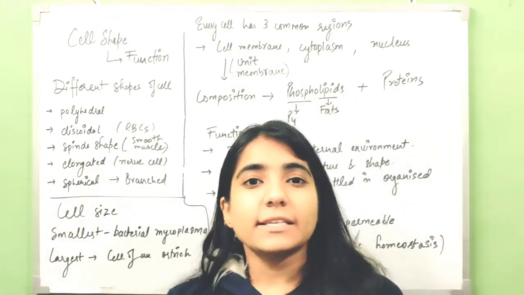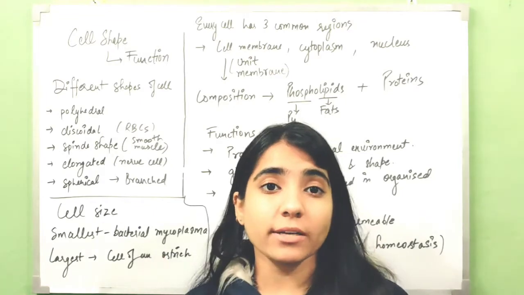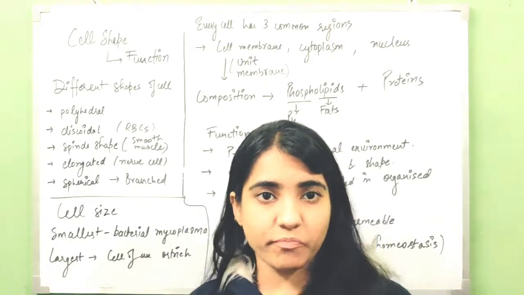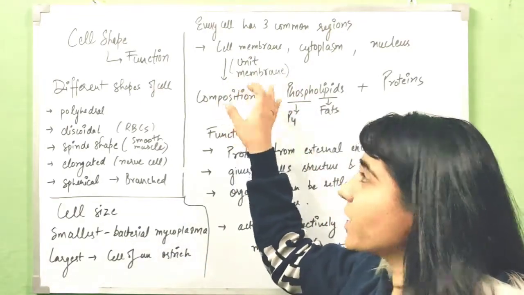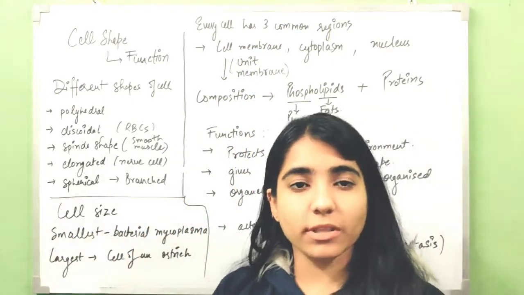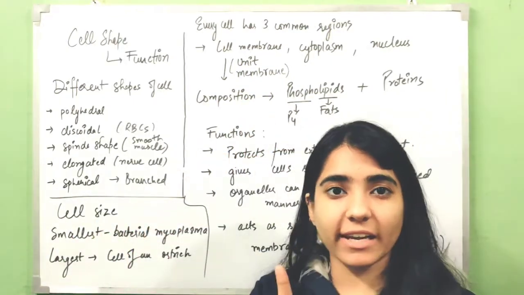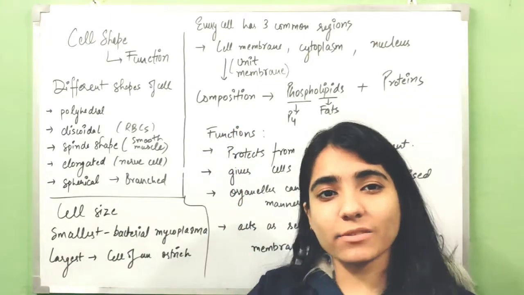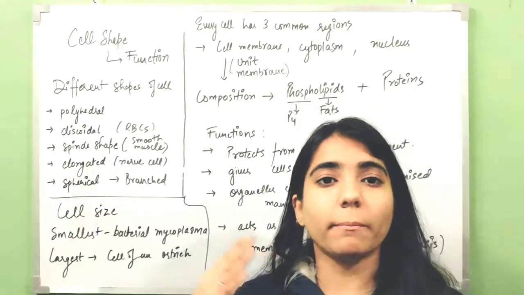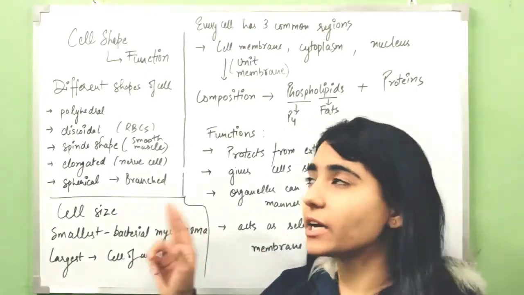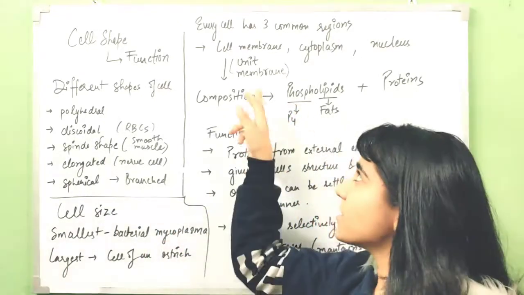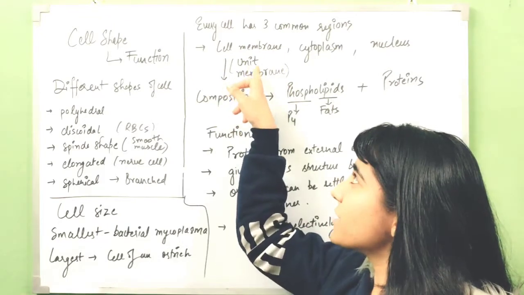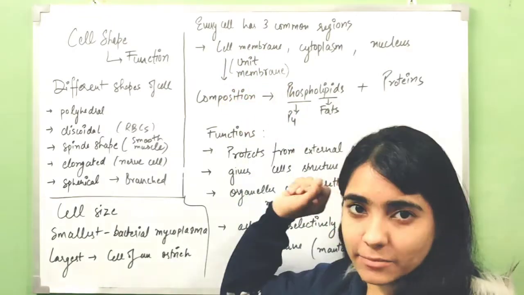Cell membrane is also known as plasma membrane. Now I have written here unit membrane. The cell membrane is only of one layer. Unit means one. So the cell membrane is only of one layer, not bilayer or triple layer. That is why it is known as a unit membrane.